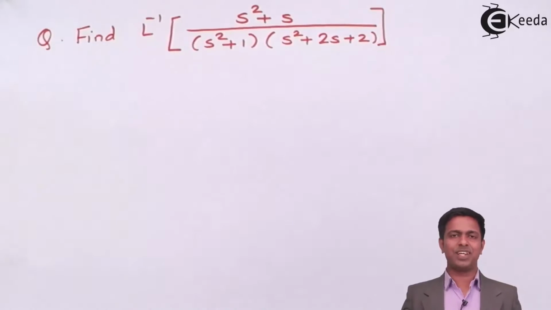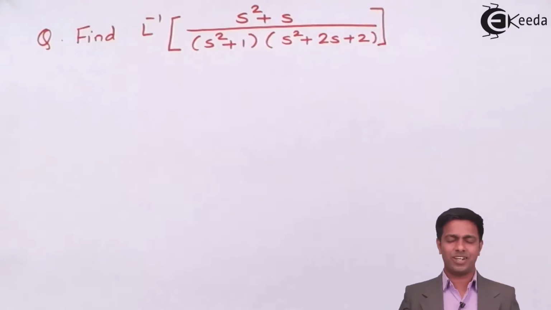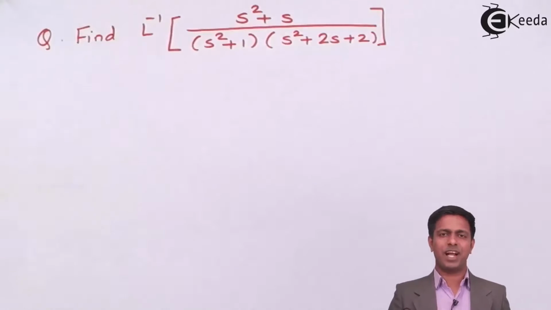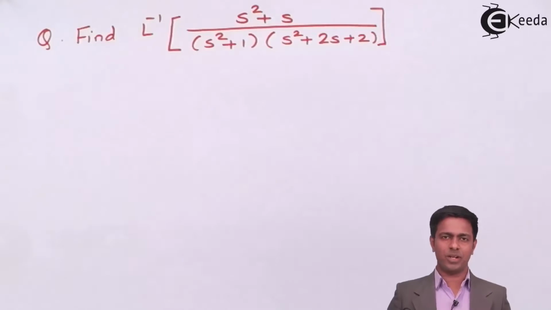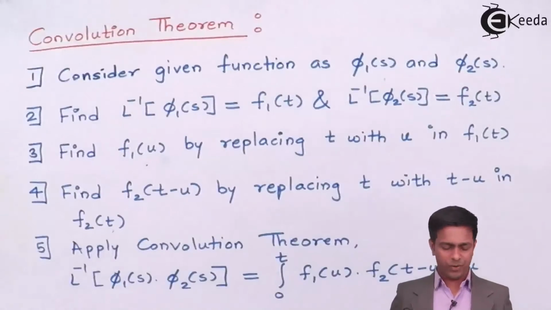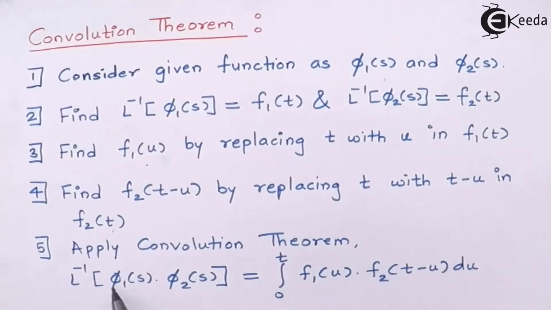So guys, before proceeding to the solution, let's see what the convolution theorem is and what steps we are going to follow. I'm sure you have seen my previous videos, where I've already covered these steps, but for this numerical I'll revise them again. According to the convolution theorem, the inverse Laplace transform of phi1 of s into phi2 of s is given by the integral from 0 to t of f1 of u into f2 of t minus u du.